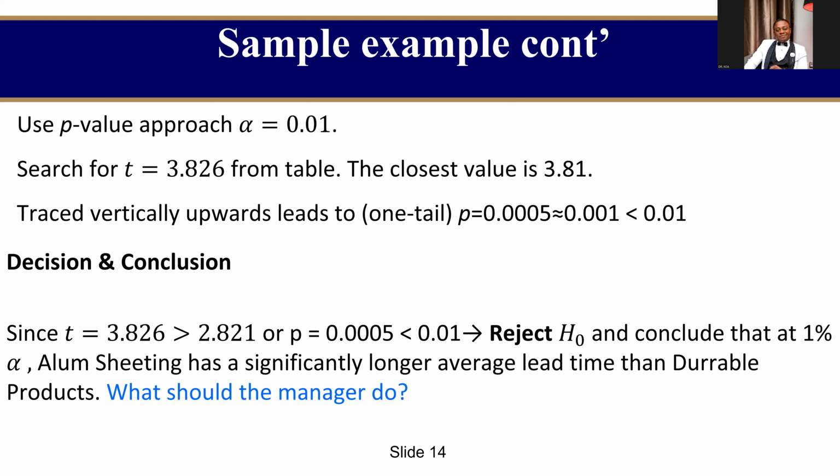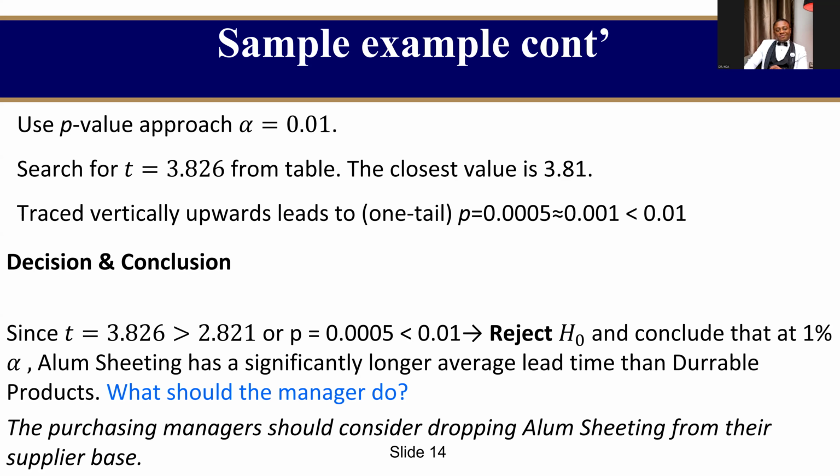And that's exactly what Pache said. Okay, Pache, another one mark for you there. What should the manager do? Kwachi has already done it. He said that we should drop it. Should drop alum sheeting. So the buying managers should consider dropping alum sheeting from their supply base.